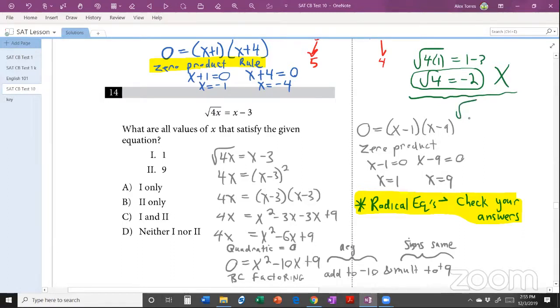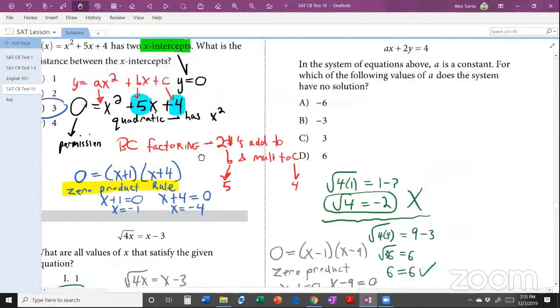Now we're plugging in the 9 to check it. Square root of 4 times 9 equals 9 minus 3. So square root of 36 equals 6. Now you have a radical set equal to a positive, and that is okay. And so the 9 worked, but the 1 didn't. And so the answer to number 14 is B for boy.